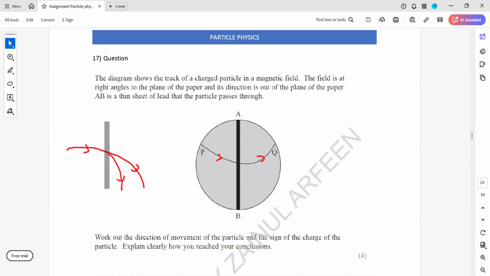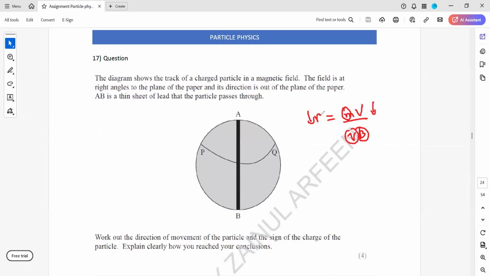Why less energy, more deflection? Because the deflection in a magnetic field depends on the momentum of the particle. The mass to charge ratio does not change. We have the formula R equals mv divided by qB. That is the formula in a magnetic field. So q is not changing, m is not changing, B is not changing. But when it loses energy, v decreases. So if v decreases, the radius will also decrease. That's why.